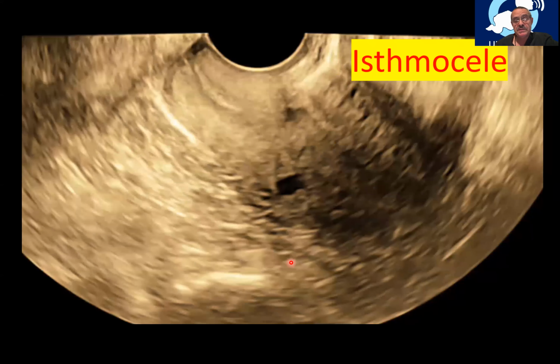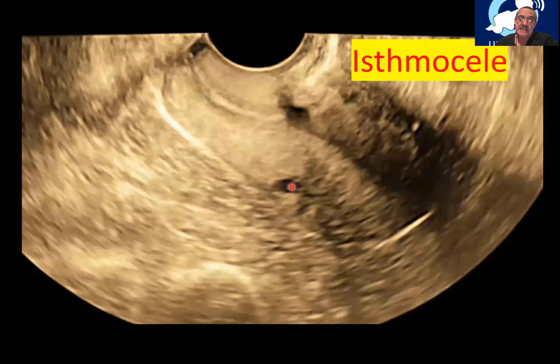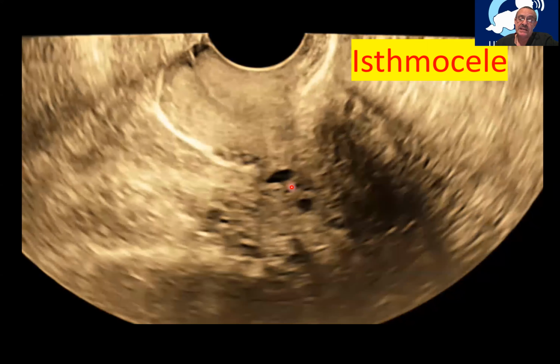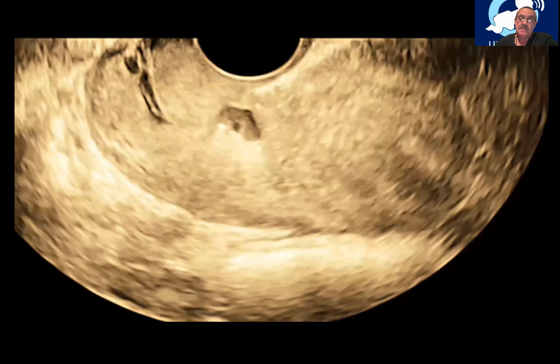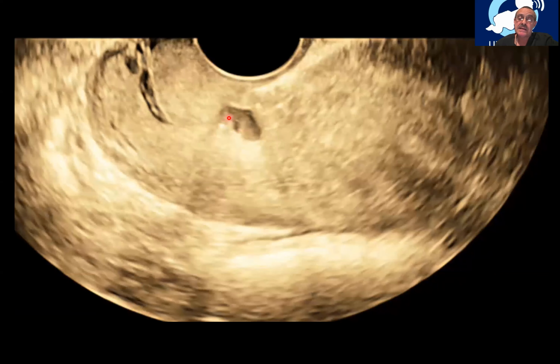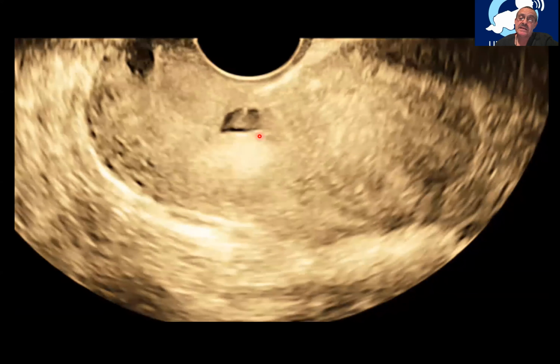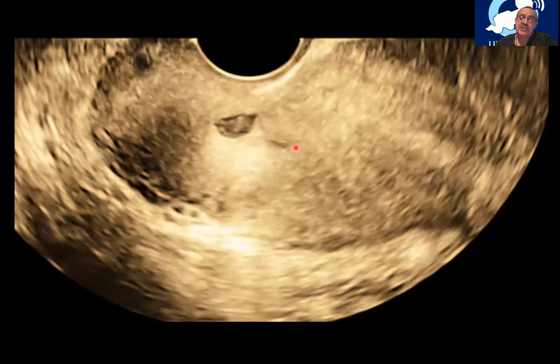And now we move to the uterus and see the small collection that I was talking about. We call that isthmocele. And isthmocele is a pouch-like area inside the uterus in the area of a previous C-section repair, connected with the cervix and with the endometrial cavity.